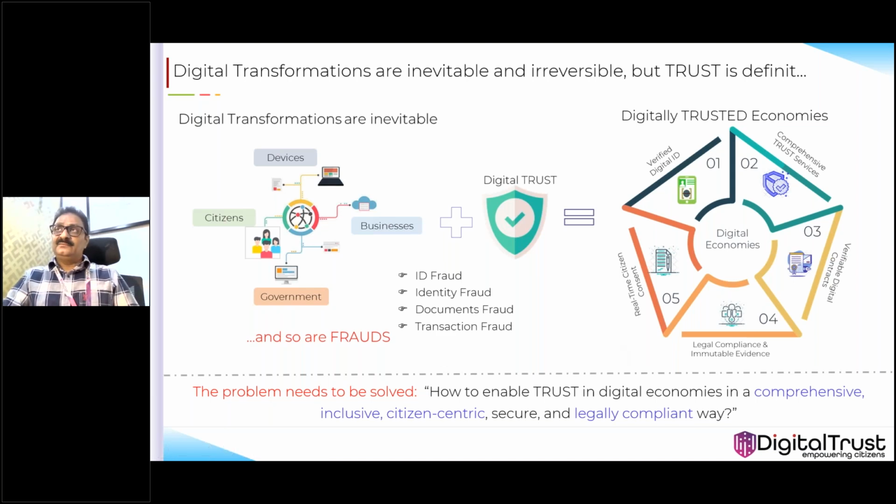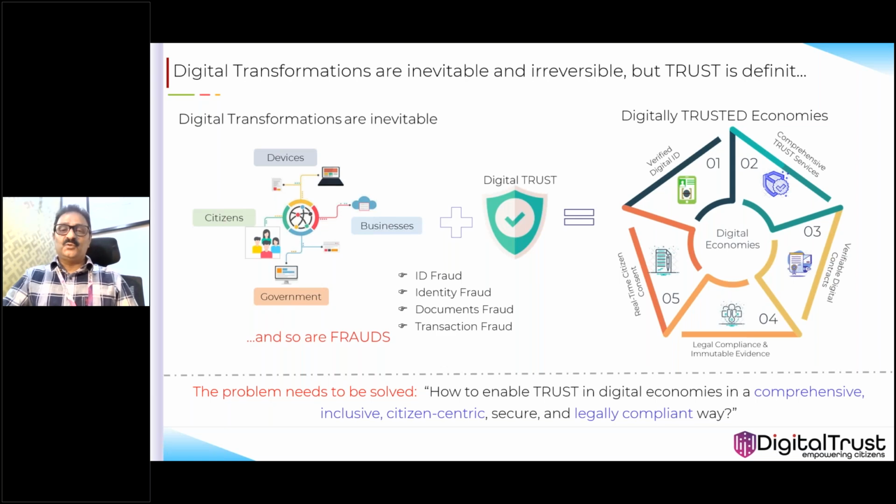If you look at any transaction related frauds, they can be mapped into a combination of either identity or ID fraud. You have an ID document and then you make a duplicate of that, or somebody else makes a duplicate of that. Identity fraud deals with impersonation, like somebody tries to be as if it is you. So therefore, identity fraud is another thing.